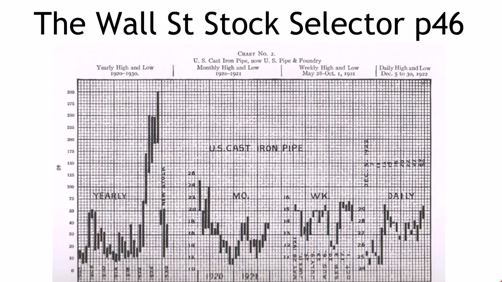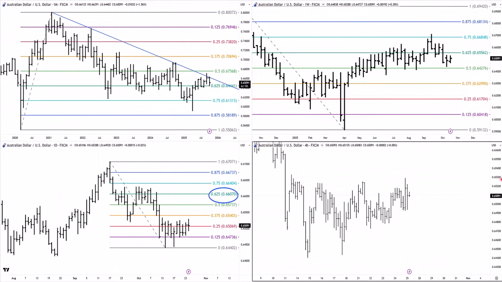And again, if you're new to the channel, check out page 46 of Gann's book, The Wall Street Stock Selector. But whereas Gann had a yearly, monthly, weekly, and daily chart, I like to run a monthly, weekly, daily, and then a 4-hour chart. And I like to have monthly at the top, then weekly side by side, and then daily, and then 4-hour there. Having the 4 charts side by side, the charts tend to get a little bit too tall, a little bit too narrow. So I like to have them laid out this way.